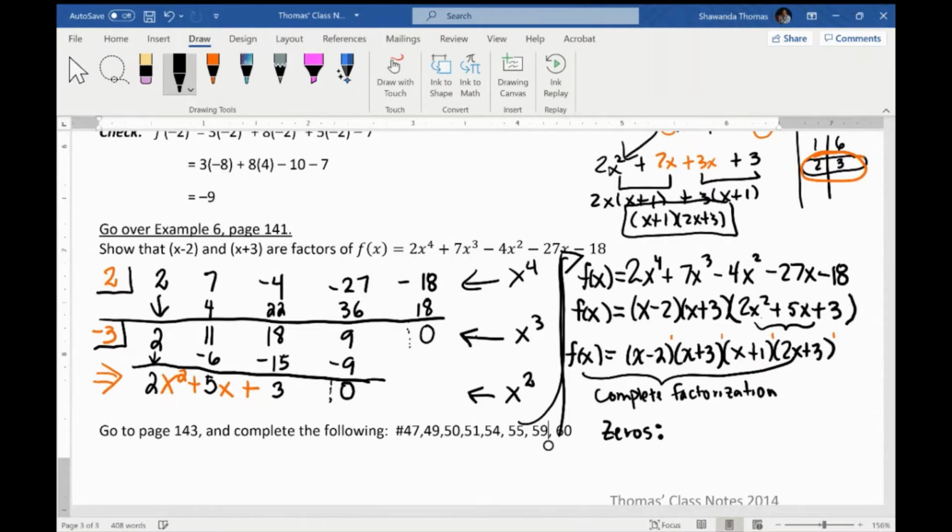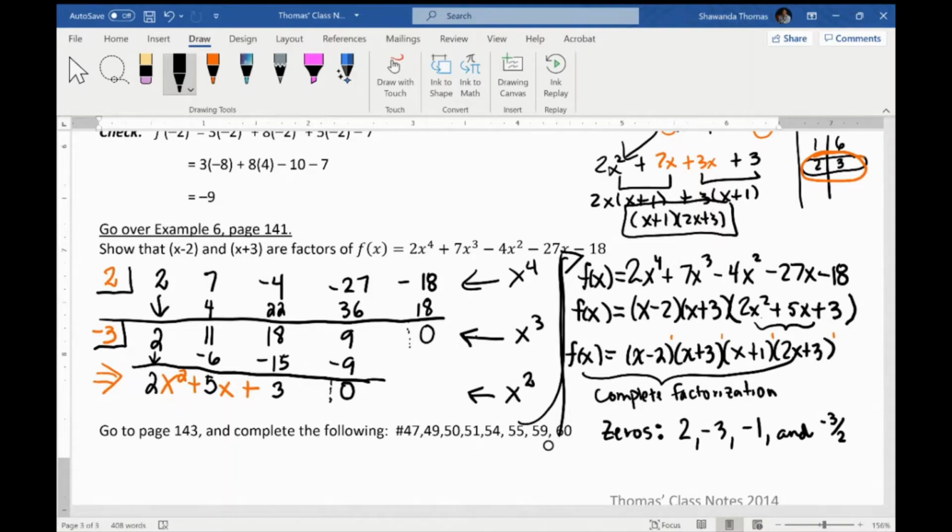x equals positive 2, 2, negative 3, negative 1, 3, and negative 3. No. So how do you find zeros? You set it to 0. You set your factors to 0, all right? So we're missing one. What's the last one? Negative 3 over 2. Correct. Negative 3 over 2. Yes. All right.